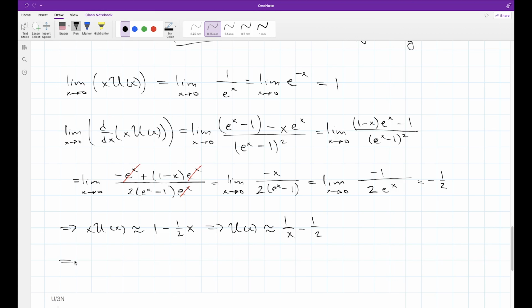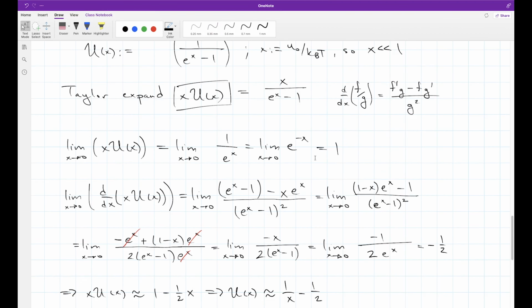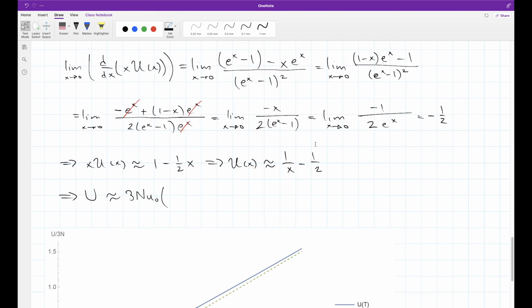Now let's rewrite u using this. So u is therefore approximately equal to, well, we'll need to multiply by 3N u naught. And then let's restore x is u naught over kBT. So this gives us kBT over u naught minus 1/2. Or in other words, 3N kBT minus 3 halves N u naught. Awesome.